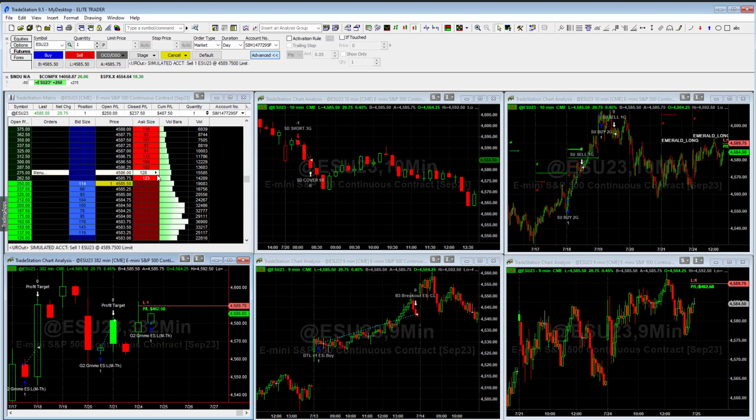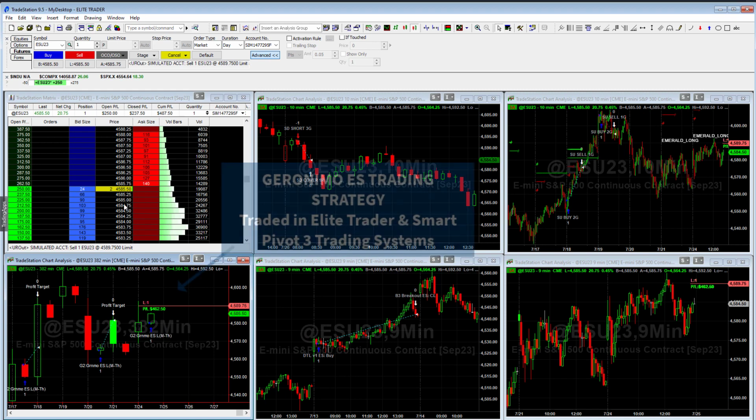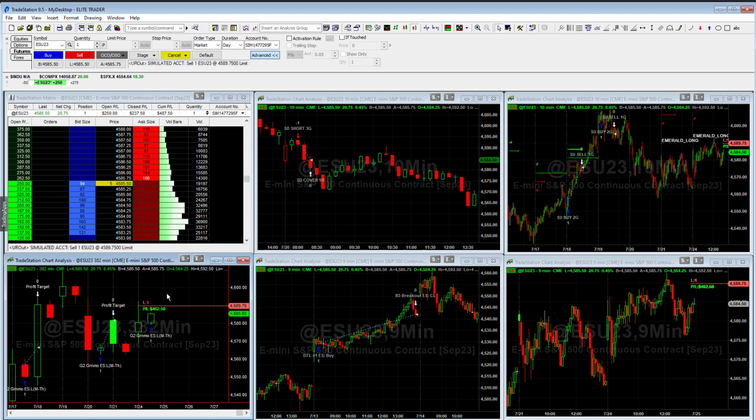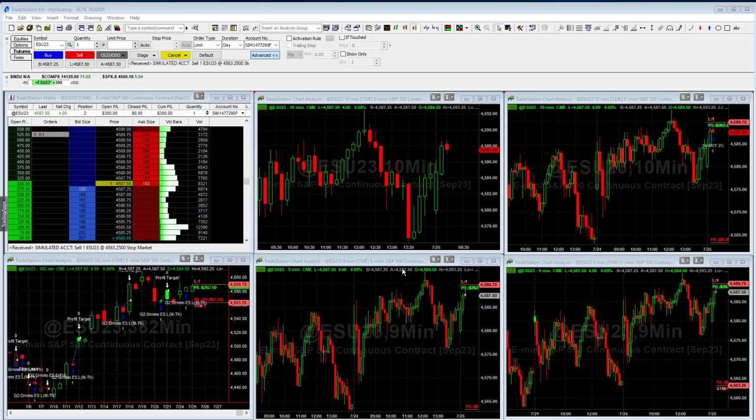Now remember, the Geronimo ES is traded in the Elite Trader. It's also traded in the Smart Pivot 3. And so those are the trades that we saw. We ended up buying, and then we ended up holding overnight. The next sequence is going to show when the market opens the following morning, which was actually this morning at 7:30 Mountain Standard, which is 9:30 a.m. Eastern.